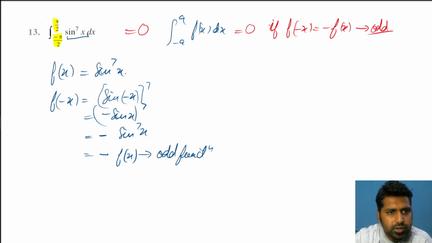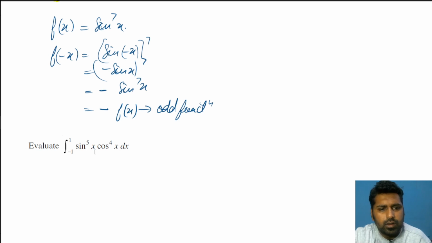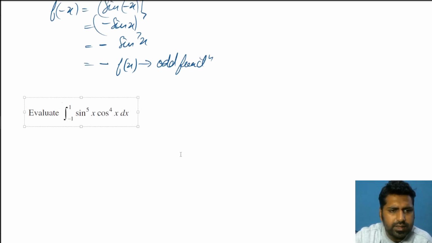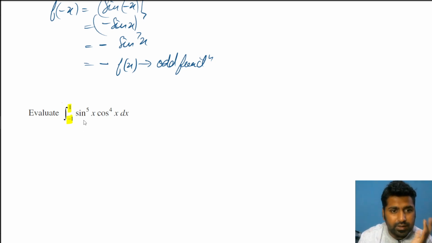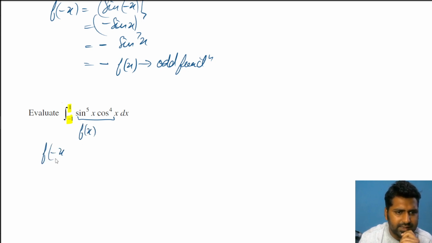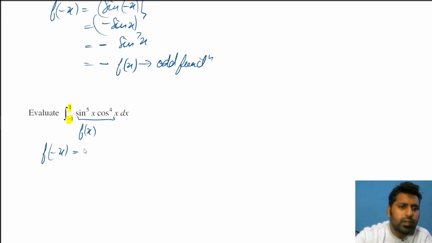Let's check another question. Now you can check for this question also. Again, the same thing is there. You have minus 1 to 1, integration minus a to a. That means go for checking whether the function is odd or even, and then proceed. So you can literally take this as your f of x, then check whether f of minus x is coming f of x or not. That's the standard way. I'm not going to discuss that again.